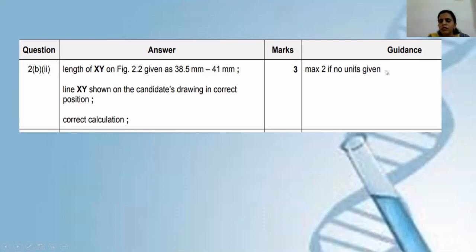Maximum 2 if no units are given. That means if you don't write units in front of these two lengths, and you do not put x in front of the magnification, you will get a maximum of 2 marks. You will lose marks for not writing units.